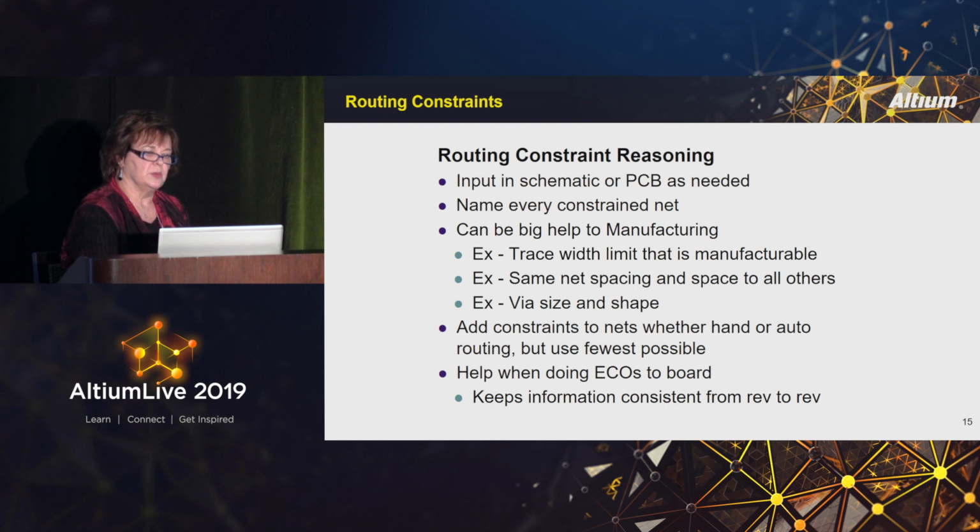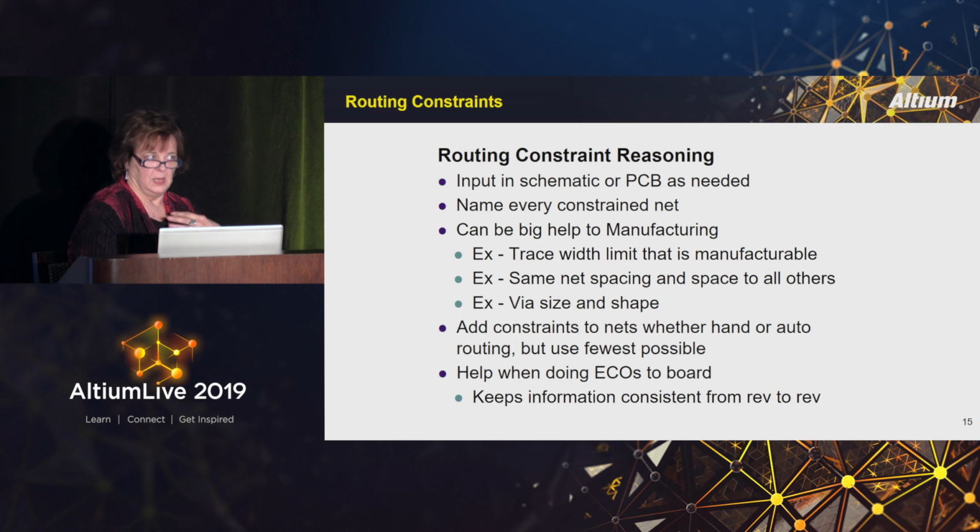Constraints can also be a big help for manufacturing, because they will do things like limit the trace widths and sizes and the same net spacing. Even if you have two grounds right next to each other, you don't want them so close that they are not manufacturable. And so that's another thing that you can set up, same net spacing in your constraint manager. You can also set up things like via sizes. There's thousands of things that you can set up. I just put in a couple of them because I wanted to breeze through this really quickly. But it's a good idea to add constraints to the nets, whether you're going to hand or auto route that board.